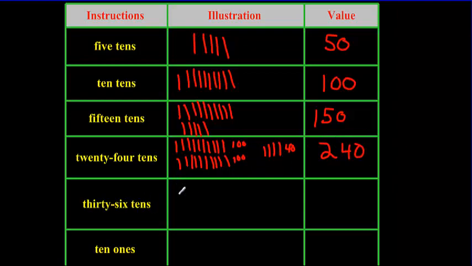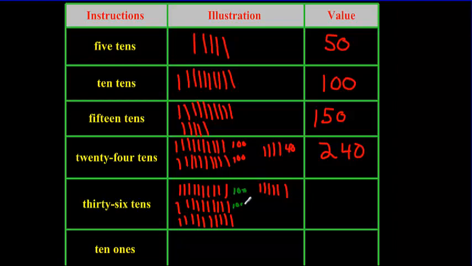How about 36 tens? Oh man, that should take a long, no, that doesn't take long. Look, 1, 2, 3, 4, 5, 6, 7, 8, 9, 10. 1, 2, 3, 4, 5, 6, 7, 8, 9, 10. 1, 2, 3, 4, 5, 6, 7, 8, 9, 10. 1, 2, 3, 4, 5, 6. If you organized your rods like this, that's an awesome job you did. Way to go. If not, again, remember next time. The value, well, these make 300 because I have 100 here, I have 100 here, I have 100, and I've got 60 here, so that's 360.